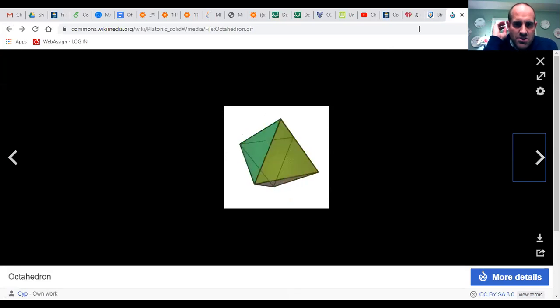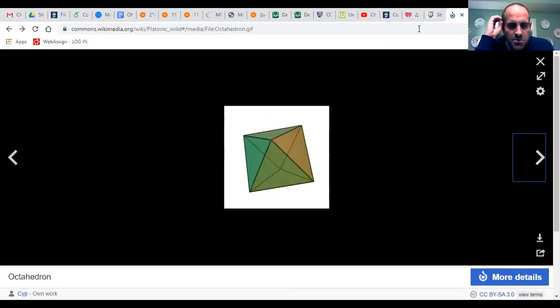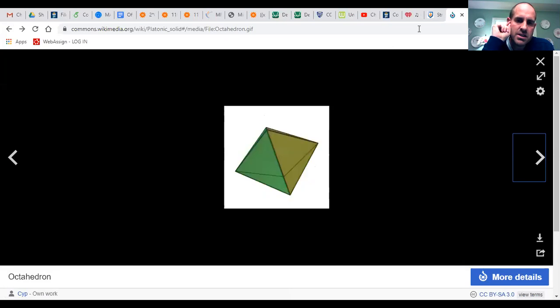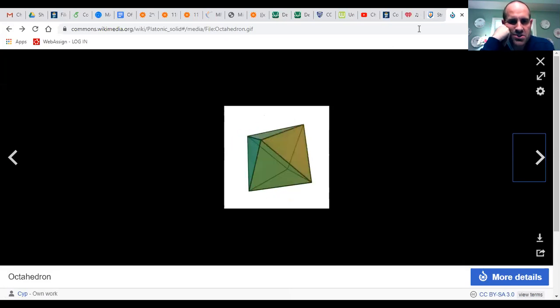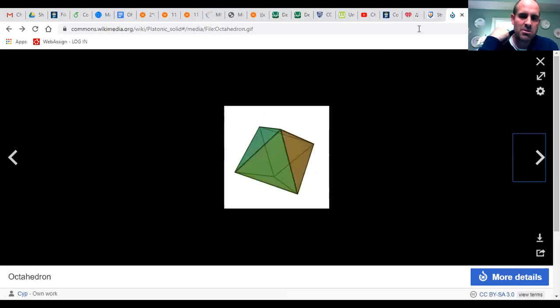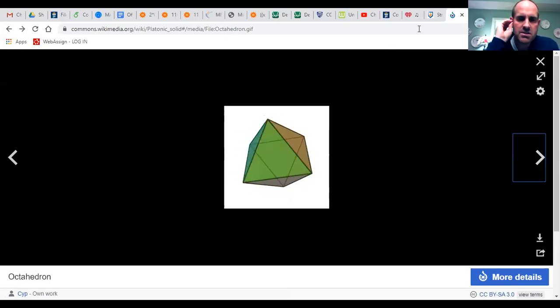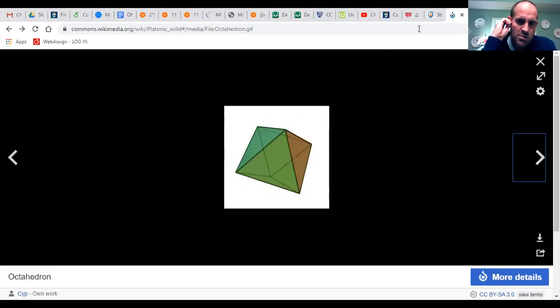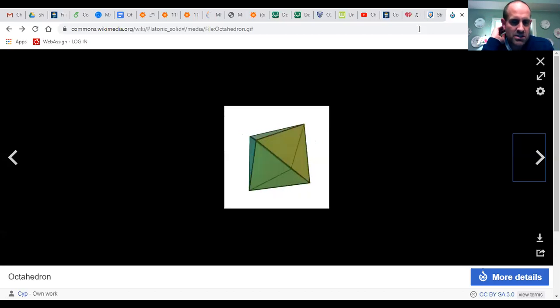So again, you see that there are 6 vertices. How many faces do you see? 4 upstairs, 4 downstairs. See how there are these 4-sided pyramids that are put one on top of the other. So 4 upstairs, 4 downstairs for a total of 8 triangles. That's why it's called the octahedron.